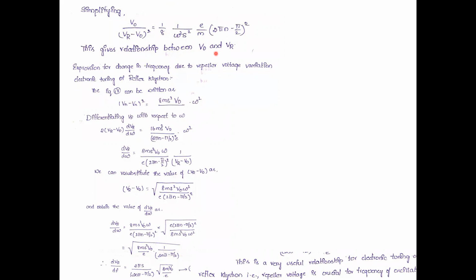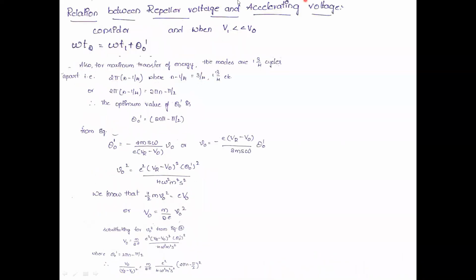Now the same expression should be continuously followed for our repeller frequencies. So the general derivation is complete, the relationship between the repeller voltage and accelerating voltage. So that is V naught by VR minus V naught square equals 1 by 8, 1 by omega square, s square e by m (2 pi n minus pi by 2) whole square.